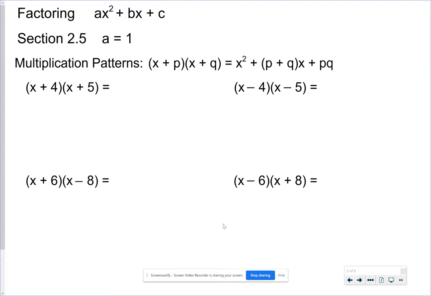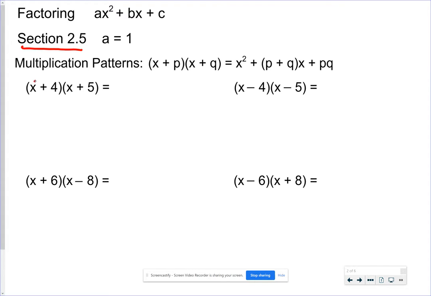All right, this is a supplemental video, an extra video for explaining section 2.5, factoring quadratics of the form ax squared plus bx plus c. In section 2.5, we made sure that a was 1. So one of the things we have to understand is how multiplication works.